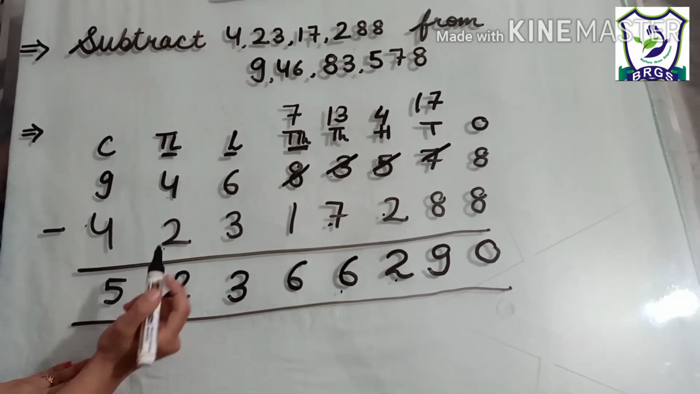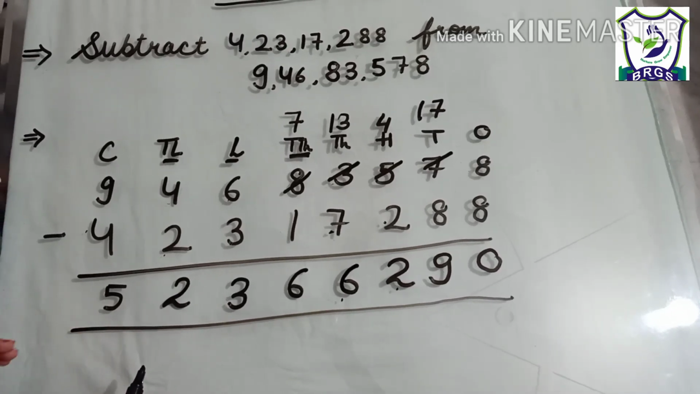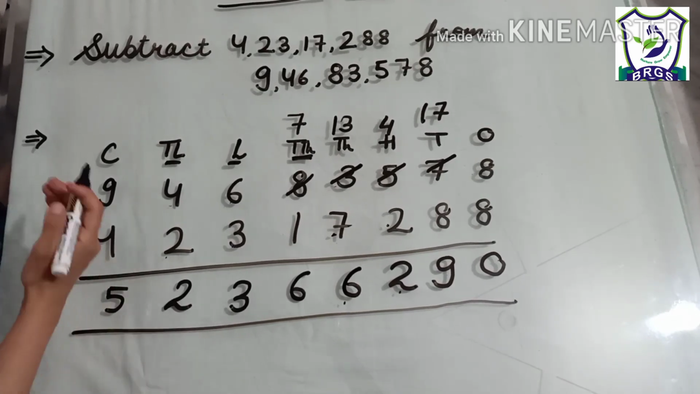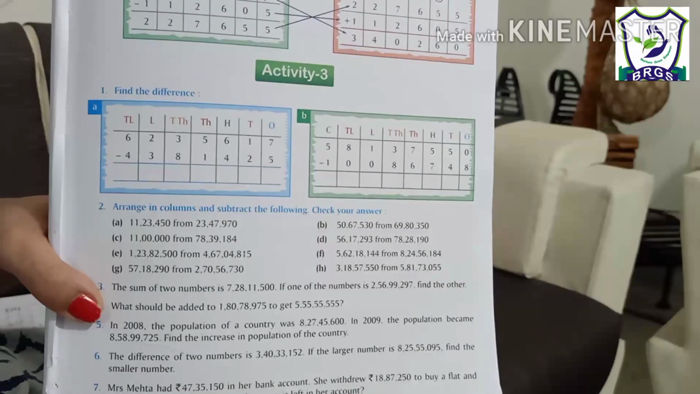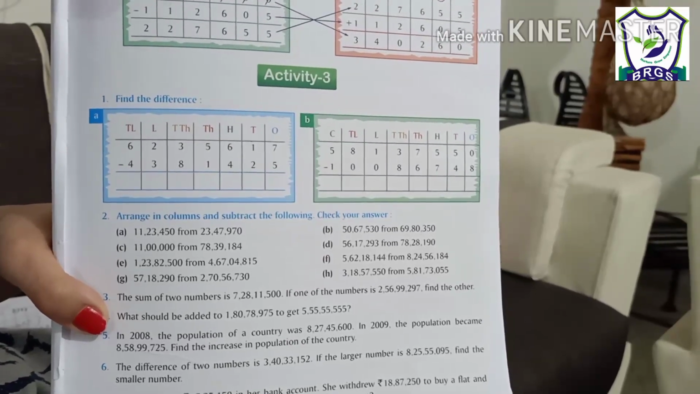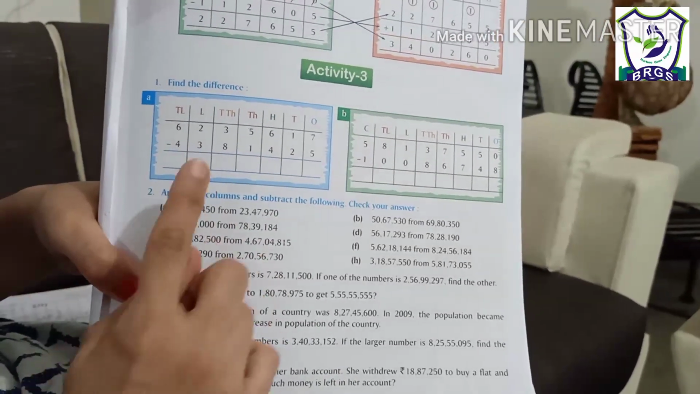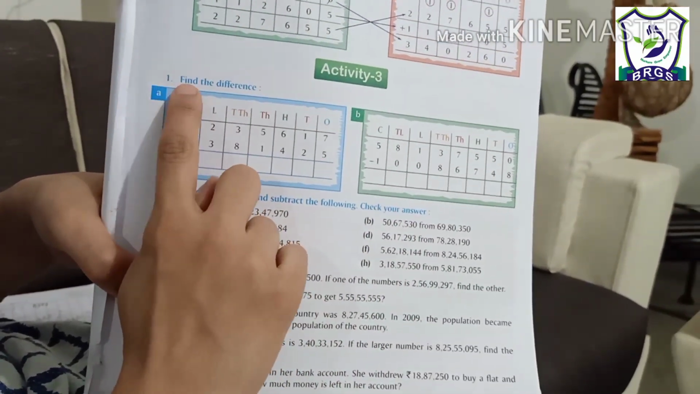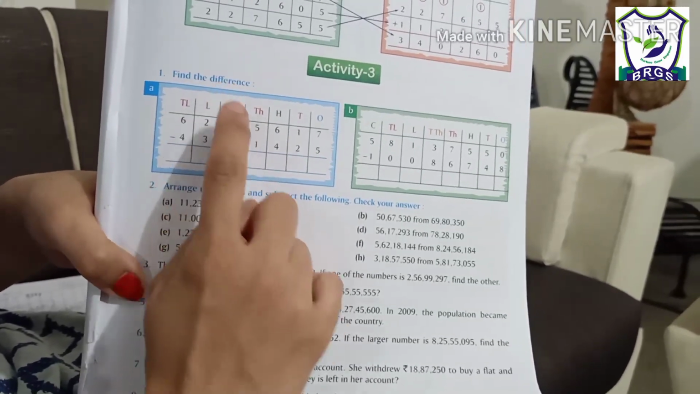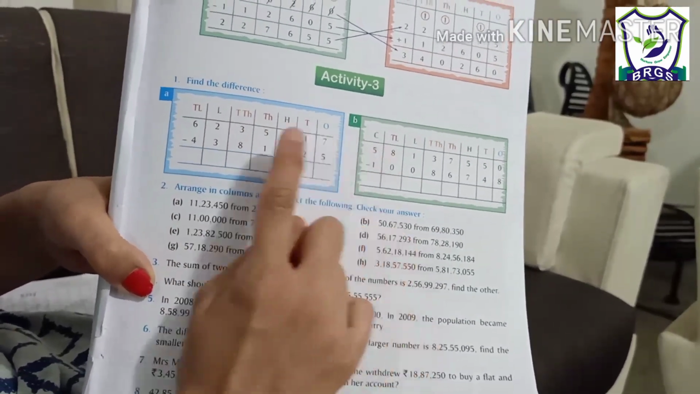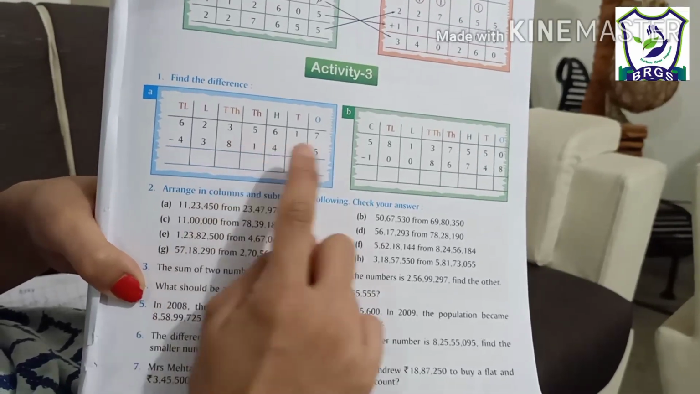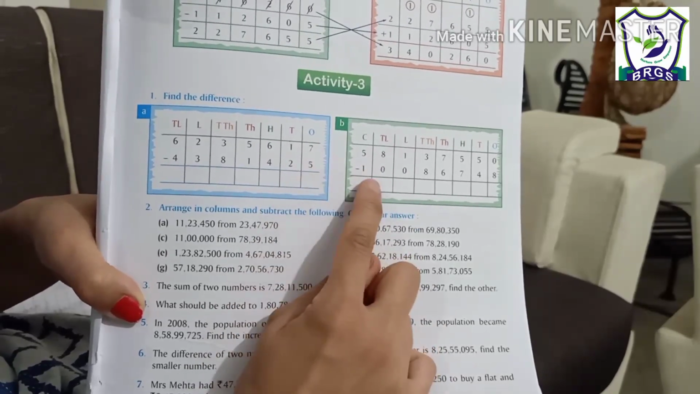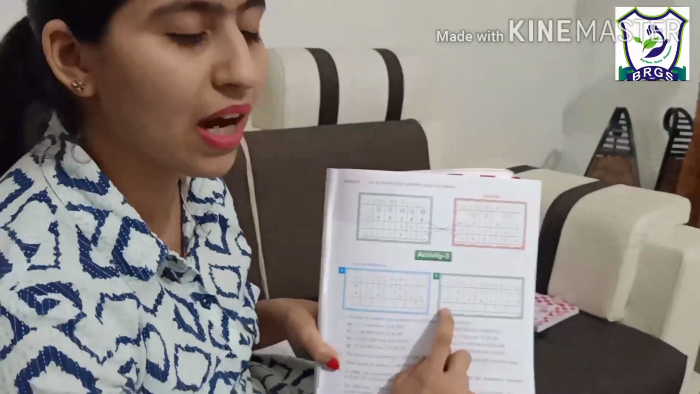I have told you each and every step of this question. This is the same way we attempt the subtraction of 7 or 8 digit numbers. Just now we have done the subtraction of an 8 digit number. On the basis of this is your activity 3. Your question number 1 is to find the difference. Question 1 has 2 parts, A and B. In the first part, this is subtraction of 7 digit numbers and this is subtraction of 8 digit numbers. Students, you can do this sum by yourself, as it is totally based on what we have done just now.